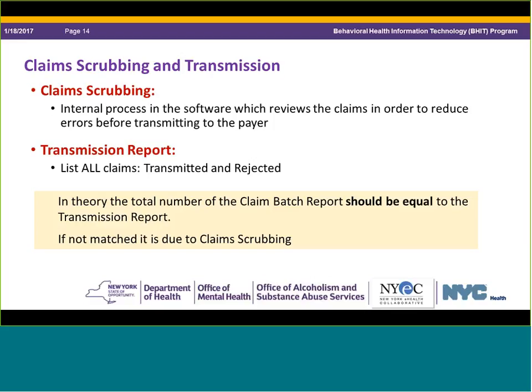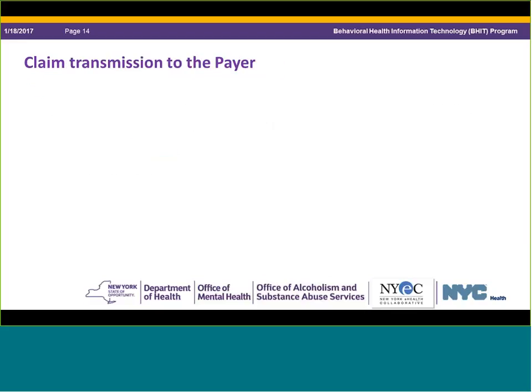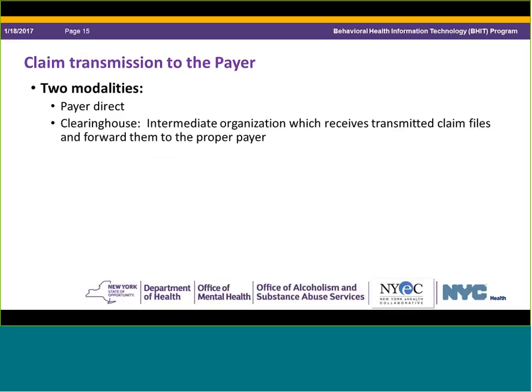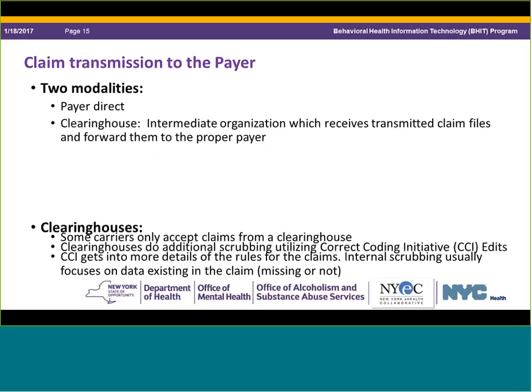Now, Mitch, how are the claims transmitted to the payer? There are two ways to get claim information to the MCOs. If the MCO accepts a direct claim submission, you could send the information to the payer directly. But most of the time, they do not take it directly, so you'll have to go through a clearinghouse. That sounds sophisticated, right? Yes, we're talking clearinghouse.